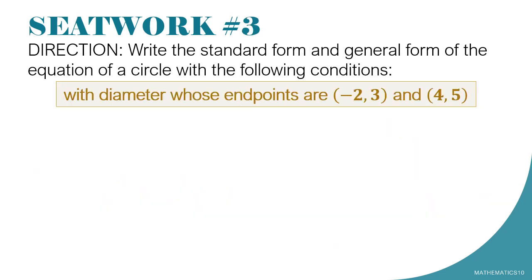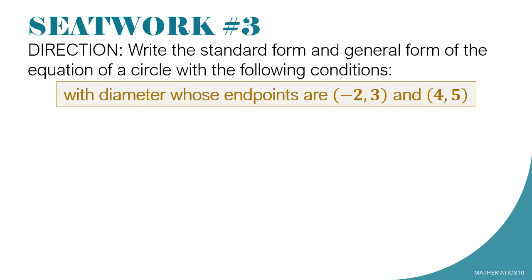Next is our next problem with a diameter whose endpoints are negative 2, 3, and 4, 5. So a while ago, if you can still remember the necessary data that we really need in our center radius form and general form, basically we're going to start with having our coordinates of the center and the length of the radius. But as you can see here, we don't have the coordinates for the center directly given, so we need to apply some of the concepts that would help us to find the coordinates of the center.